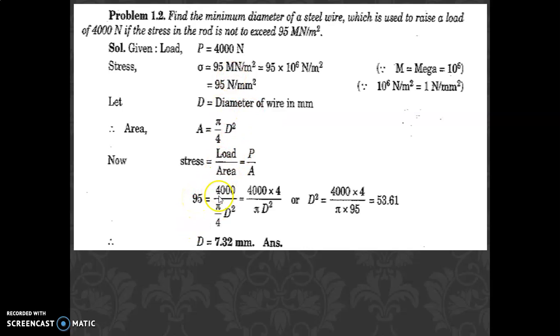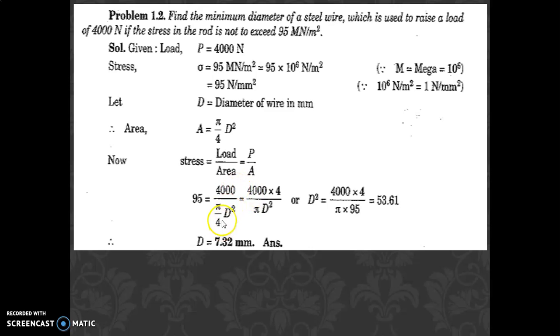Load is 4000, let us substitute here. Area is pi by 4 d square, let us substitute as it is because diameter is asked, that's why that is circular in cross section. Cross sectional area will be given as pi by 4 d square, and then let us substitute them here in order to identify the d square.